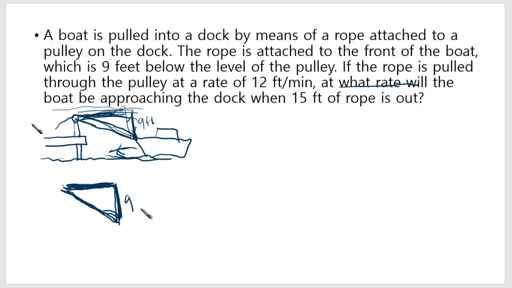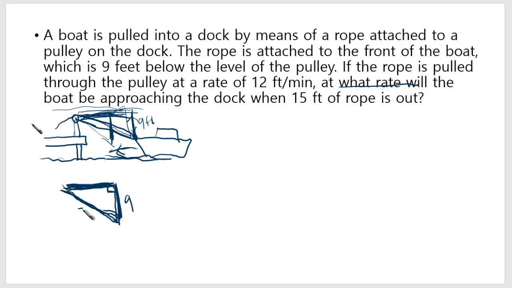Now, another important thing is when you draw this simplified picture, it's actually a right triangle, you should only put numbers for things that are constant throughout the problem. This length will never change. Even if the boat approaches closer, this distance will always be 9 feet below the pulley, because the level of the sea doesn't change, right? And therefore, we put 9 here, that's a constant. On the other hand, the rope will get shorter, this distance will get shorter. So we have to assign variables in that case.